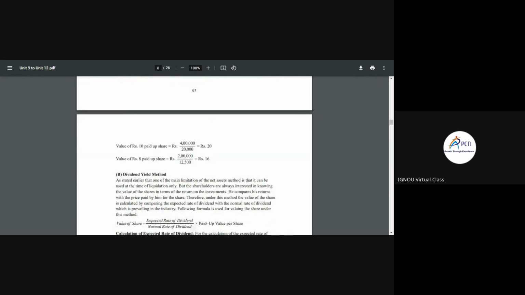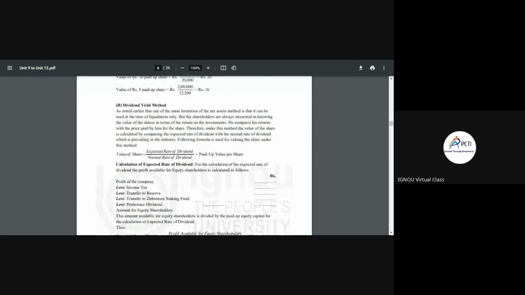Then value of rupees 10 paid up share is equal to 4 lakh divided by 20,000, which is equal to rupees 20. Then value of rupees 8 paid up share is equal to 2 lakh divided by 12,500, which is equal to 16. Then there is a dividend yield method.